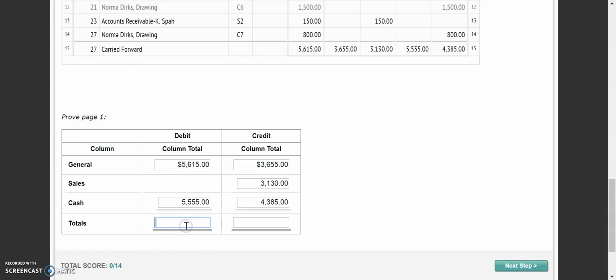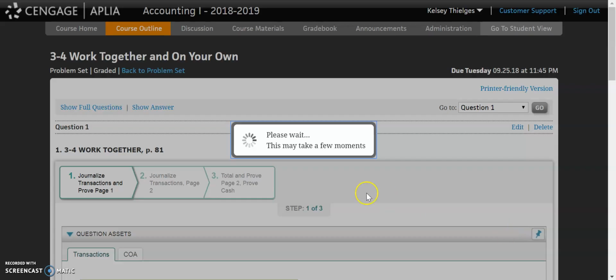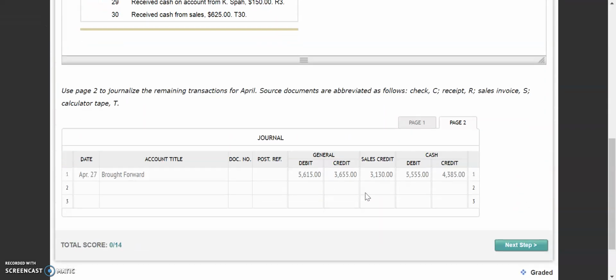And my debits, I get $11,170. And I'm going to total my general credit here real quick. And I also get $11,170. So that means that our debits and credits equal, and we can go ahead and click on step 2, where we are going to finish up our journal transactions.